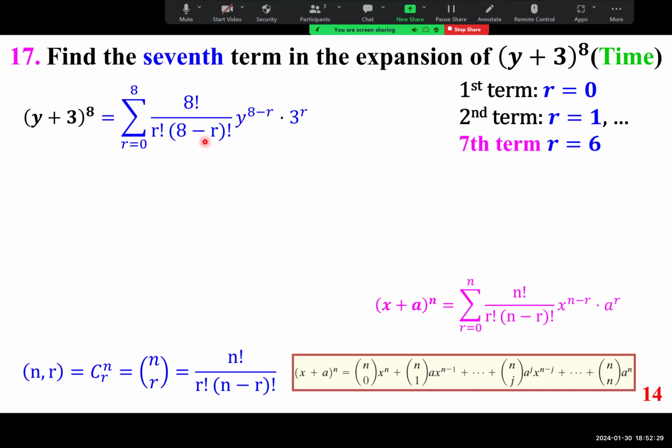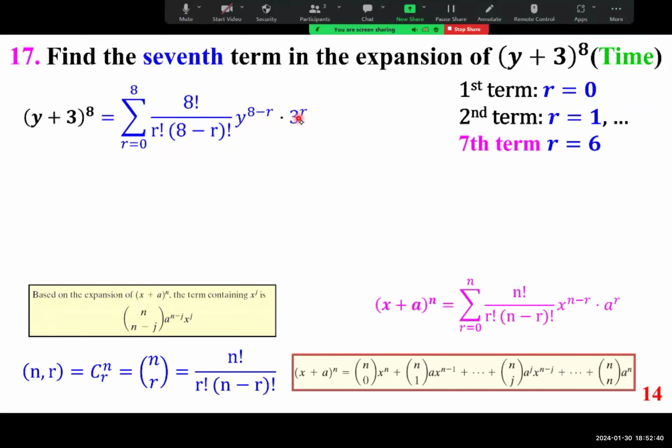This is a combination again, or 8 factorial over 6 factorial times 8 minus 6 factorial, times y to the power of 8 minus r, which is 6, times 3 to the power of r, which is 6. Another way that they look at it, class, based on the expansion of x plus a to the power of n, the term containing x to the power of j has this formula: combination of n over n minus j, a to the power of n minus j, x to the power of j. That's not what they're asking, by the way. It's asking specifically for the seventh term, but you can also use this concept to see what you get.